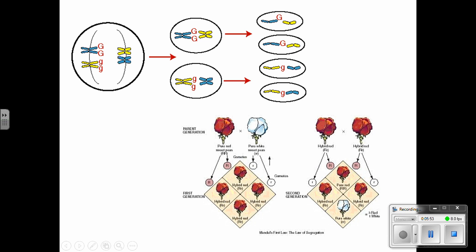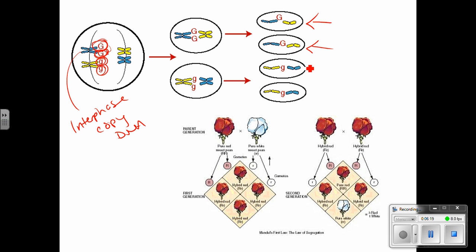So this is what he's talking about here. So these are alleles. And remember that the reason that there's two copies here is because in interphase, we copy our DNA. Okay, so this big G is a copy of this one, and this little G is a copy of this one. So when these separate out, you're going to get the big G separated out and then the little G separated out. That's the law of segregation.